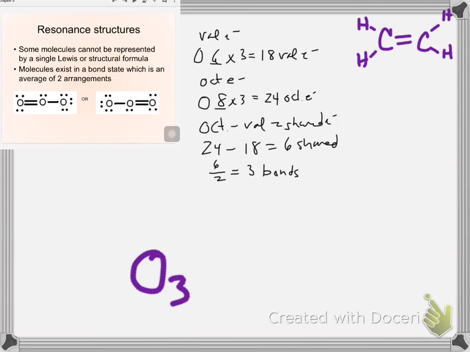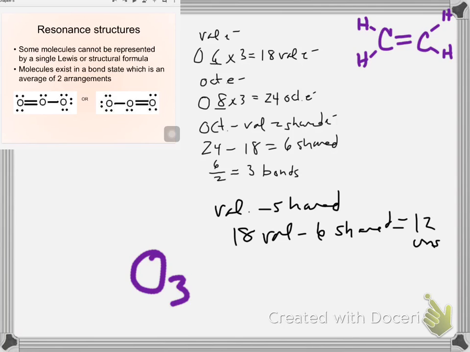Let's see. Valence minus shared will show us how many total unshared electrons we've got. Well, we had 18 valence minus 6 shared. So we're going to have 12 unshared. Okay. Set that over there.